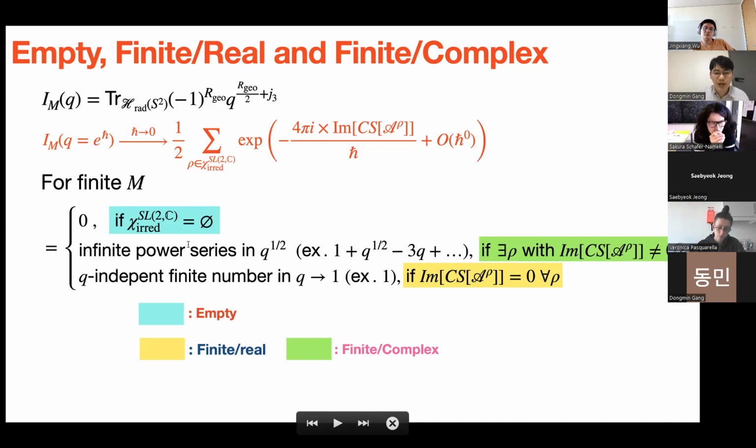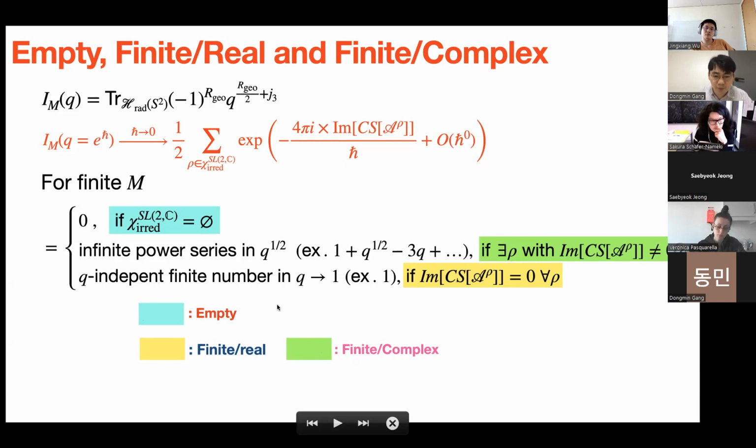So we further divide the finite type of 3-manifolds into classes. When the 3-manifold is empty type, there is no irreducible flat connection. Then the 3D index should vanish, because the summation range is 0. So for this empty case, the 3D index is 0, and for the finite real class, we expect that this index becomes 1, a Q-independent number, and for the finite complex case, we expect that this is an infinite power series.